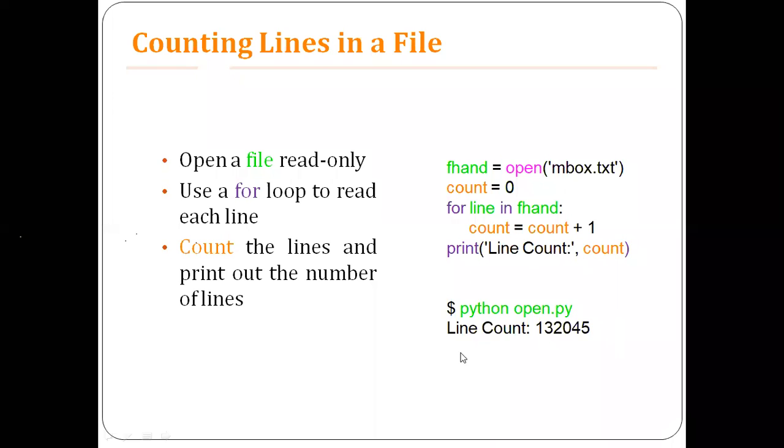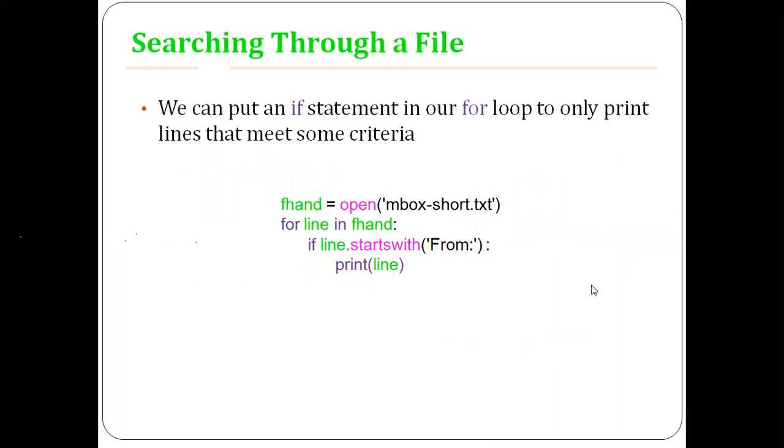In this case, I have the line count, which is 132,045 lines in a given file called mbox.txt. So the whole idea is to count the number of lines in a given input file, whatever the file may be, right? So in this case, the number of lines you have is 132,045 lines.